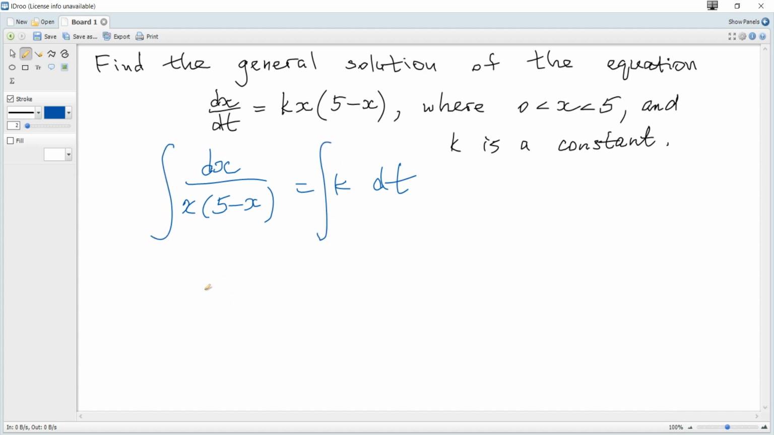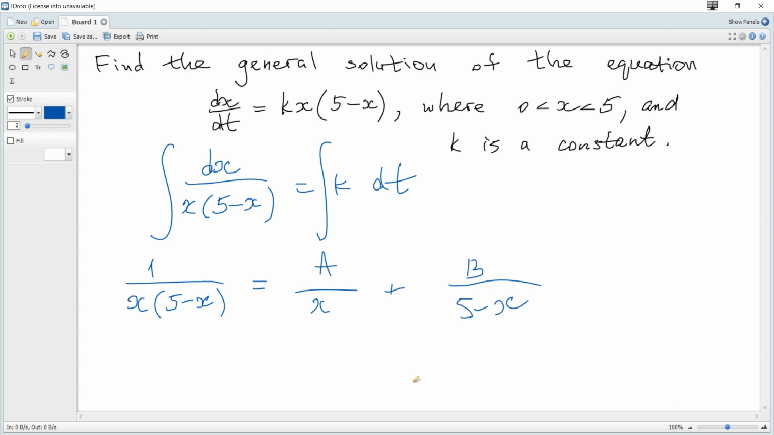How to integrate the left hand side? Let's consider 1 over x times 5 minus x, and you can see that we can split it into two fractions and then integrate. And it's a over x plus b over 5 minus x. It's actually partial fractions, or integration by partial fractions.